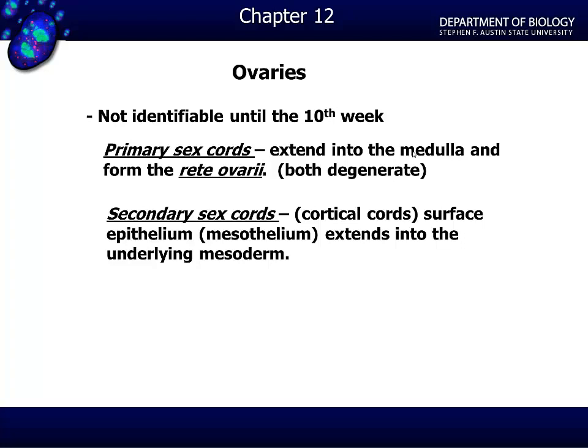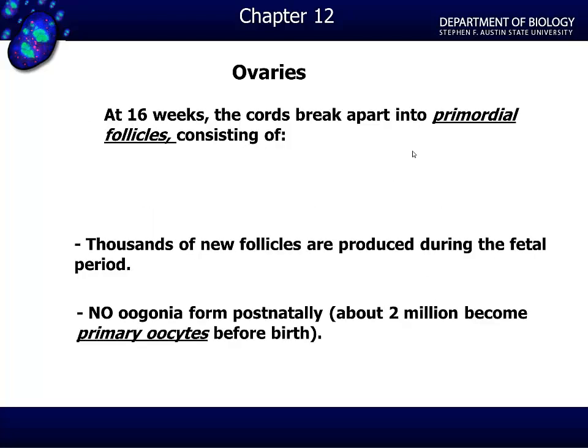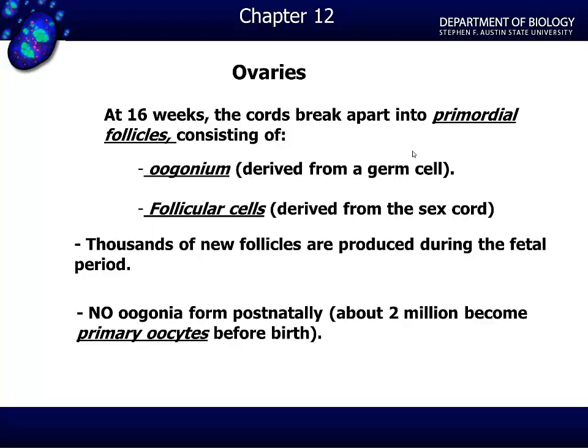So now what happens is you form a second set of cords. These secondary sex cords are cortical cords, and these are going to extend down into the underlying mesoderm, that mesenchymal tissue, and this is going to give rise to the bulk of what we see with the ovary, whereas the medulla is where we got most of the testes tissue. Now again, germ cells are going to be incorporated, the same yolk sac endodermal cells migrating in, just like we saw gave rise to spermatogonia. Here they're going to give rise to oogonia.